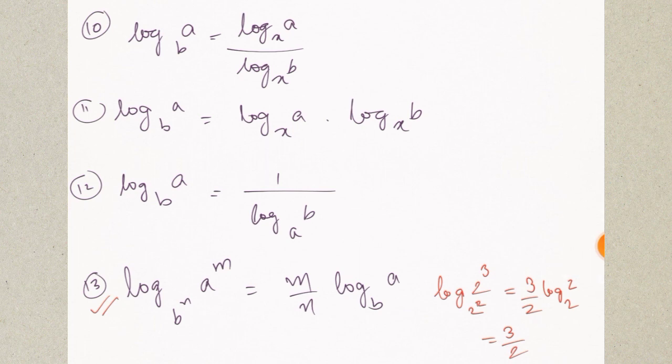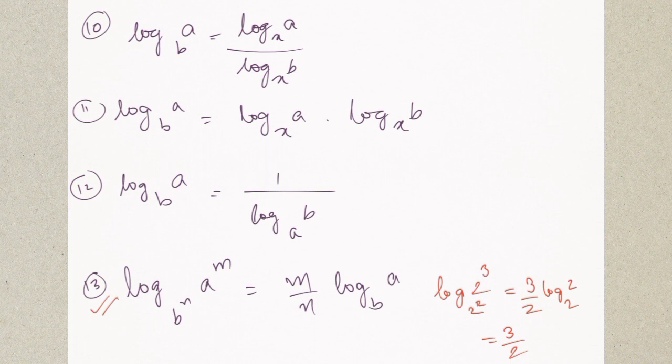So let's look at the next properties. The logarithm of a to the base b can be expressed as the logarithm of a to the base x divided by the logarithm of b to the base x. This is also a way you can use while doing complex problems. Similarly, the logarithm of a to the base b, when you have this form, you can write it as logarithm of a to the base x into logarithm of b to the base x.